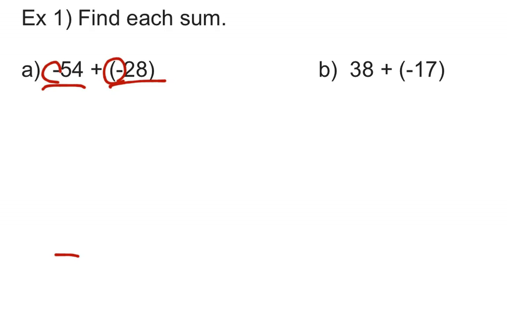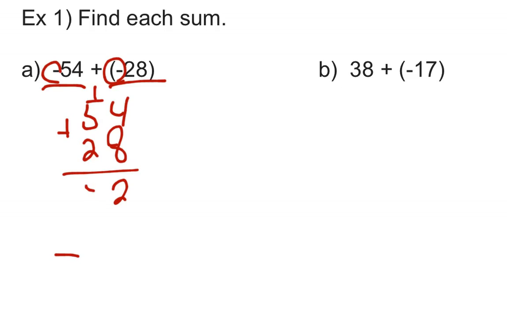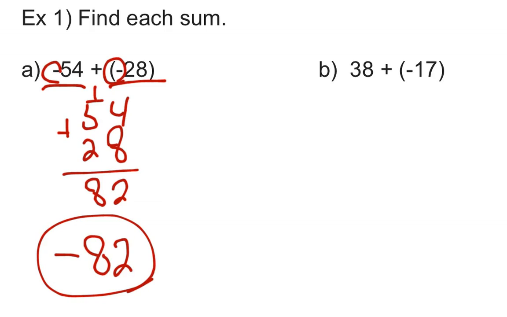The second step of the rule was, if the signs were the same, it said to add these together. So I'm simply going to take 54, add 28, and do this. So 4 plus 8 gives me 12. 5, 6, 7, plus that 1 gives me 8. So that's an 82. But again, as we said, since they were both negative to begin with, that means your answer is going to be negative 82, because you're really trying to figure out how many total negatives you have.